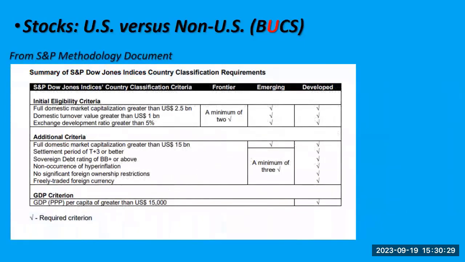So here's how S&P summarizes the different types of countries. They have these criteria. The first one is your domestic market capitalization has to be $2.5 billion. Remember, Apple's almost $3 trillion. We have one company that's 1,000 times that. They're saying your entire stock market has to be $2.5 billion. That's a pretty low standard. That would be a small cap company in the United States.